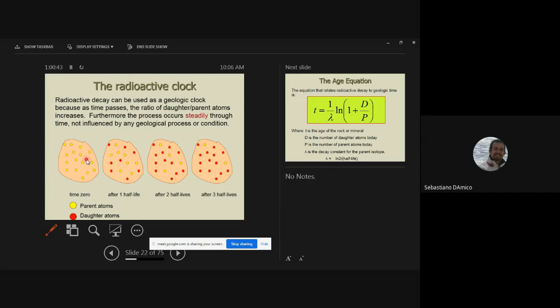But in general, the assumption is that a certain amount has transformed into something else. By observing this variation, we can tell how much time has passed.